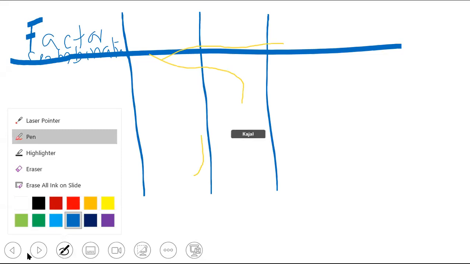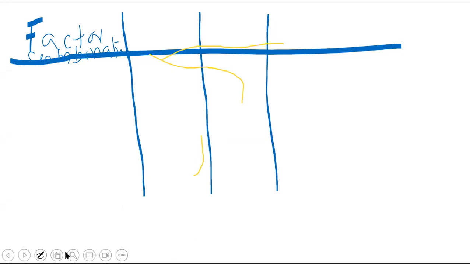Why are you putting the annotation? Kajal, why do you annotate? I have turned off the annotation.